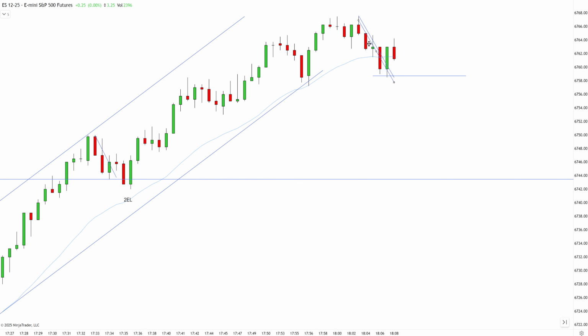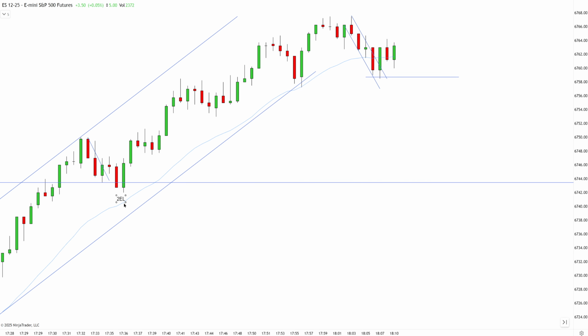Going to draw a short-term trend down like this. We actually have a second entry long now. And this is not the best trade, but it's actually a decent trade to consider.